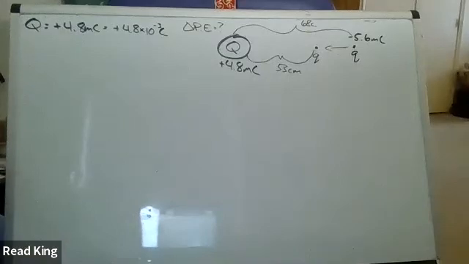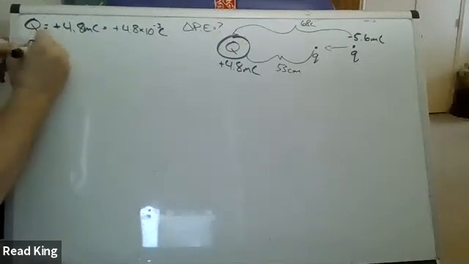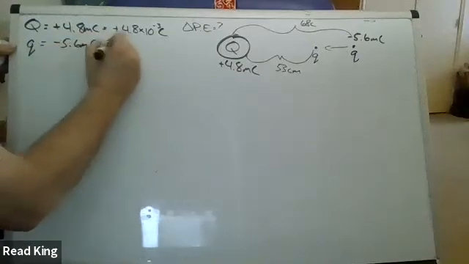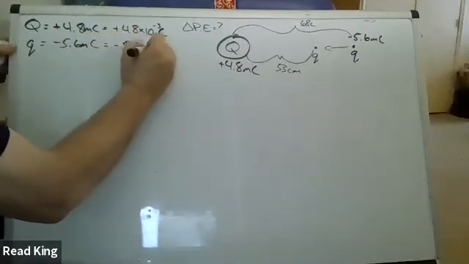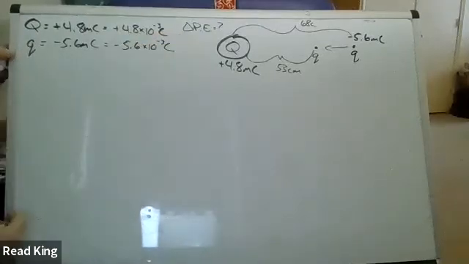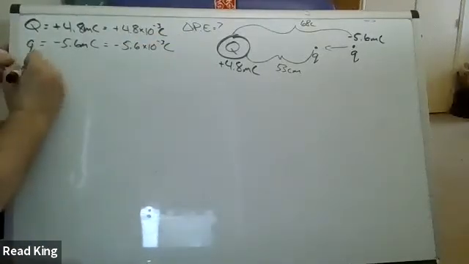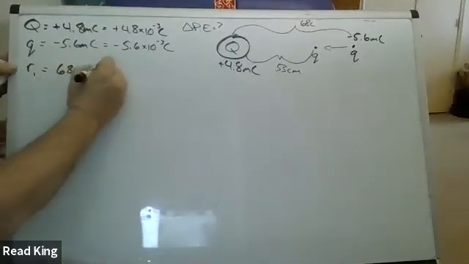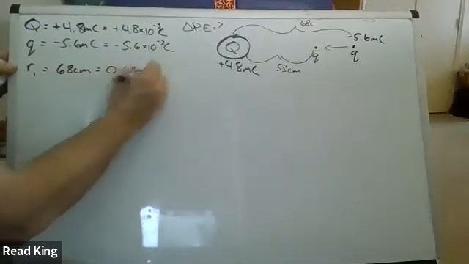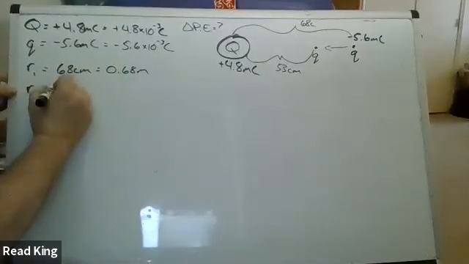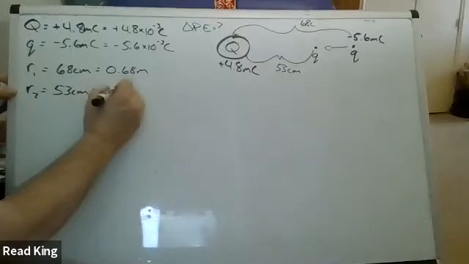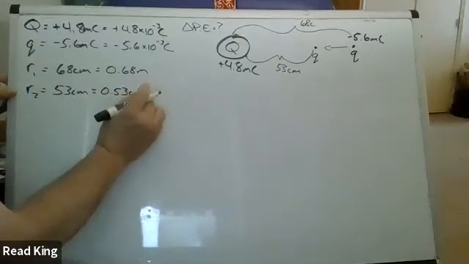So there you go. Q is going to stay the same. Q is minus 5.6 millicoulombs, which is minus 5.6 times 10 to the minus 3 coulombs. We've got an R1, which is the first R, which is 68 centimeters, which is 0.68 meters. And we have an R2, which is 15 centimeters less than that, which is 53 centimeters, which is 0.53 meters.